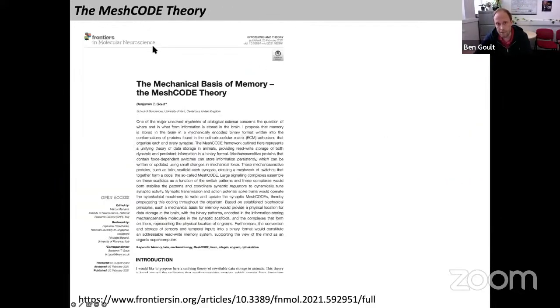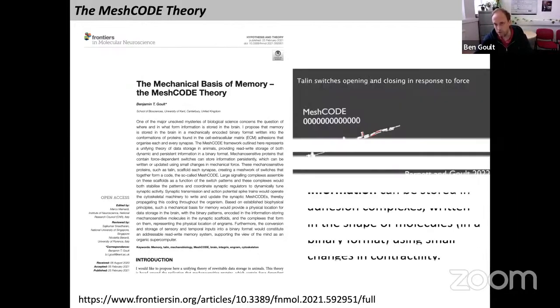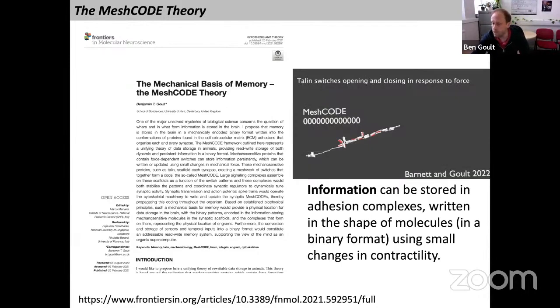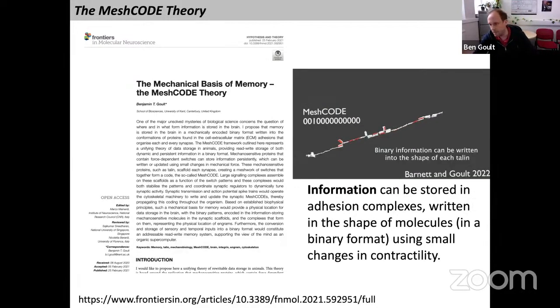And that was the general idea which led to this paper, where I started to work out that if these systems are ordered, and if these adhesions are more ordered than what we currently envisage, then they would be able to store information. You could write information physically into them, because you could change the shape of these molecules using small changes in contractility. And in doing so, you could update the signaling of that cell, but in a quantized way, written in a binary format. So that was an idea I had.